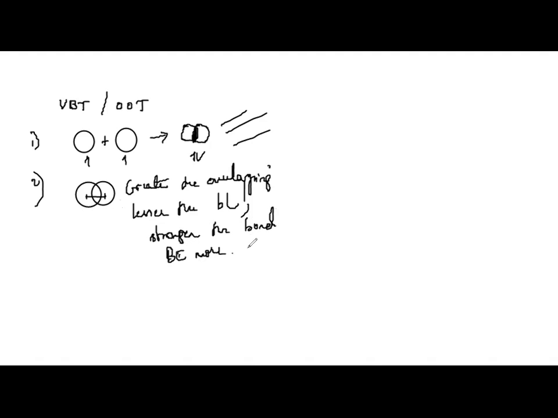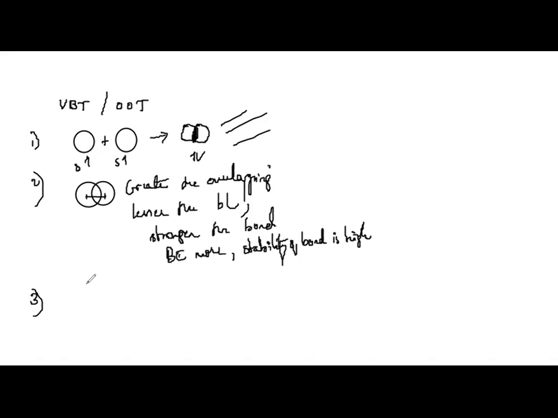And if bond energy is more, stability of the bond is high. It is more stable because it requires more energy to be broken. The extent of overlapping depends on the nature of the orbitals involved. Here I am drawing circular shapes, which means s orbitals are involved. So what type of orbitals are involved will tell us the extent of overlapping.